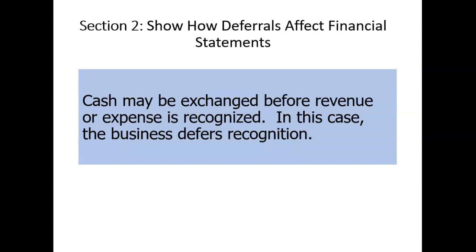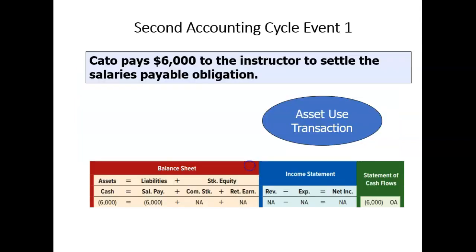We'll now move on to deferrals. When you have a deferral, it's a delay in the recognition of a revenue or an expense. It means cash may be exchanged before revenue or expense is recognized. So now we're saying that cash has been received, but we haven't recognized the revenue or expense just yet. Perhaps you're saying, why would that take place? Well, let's see.